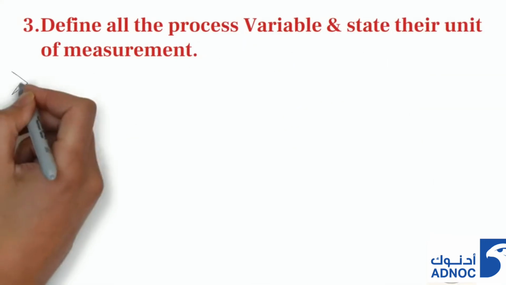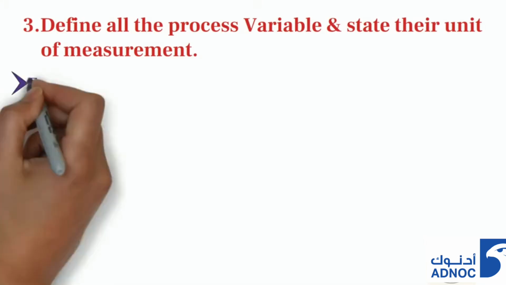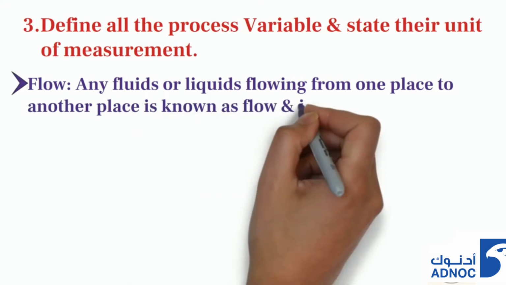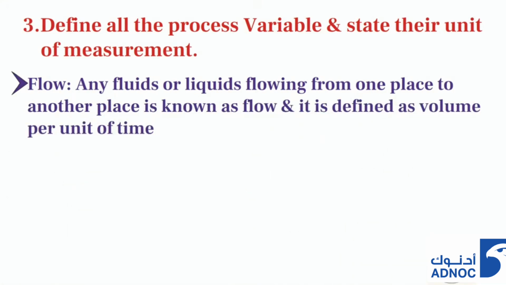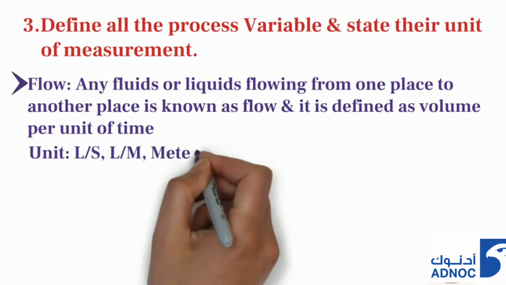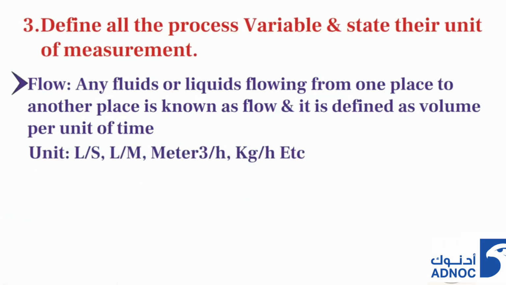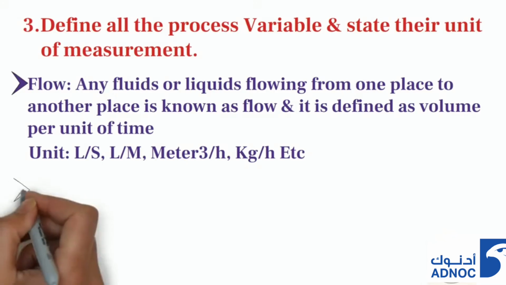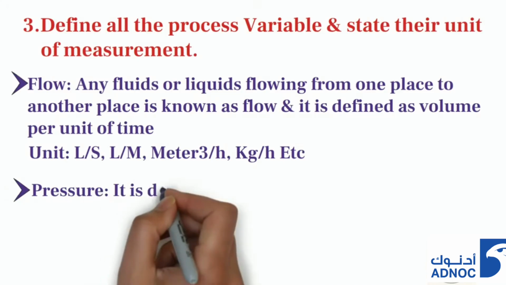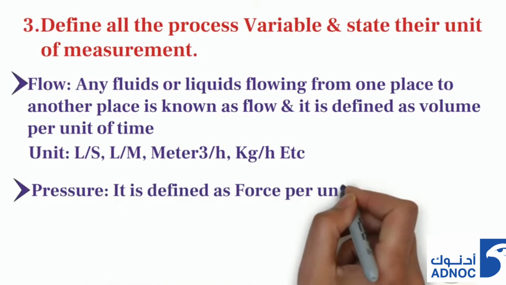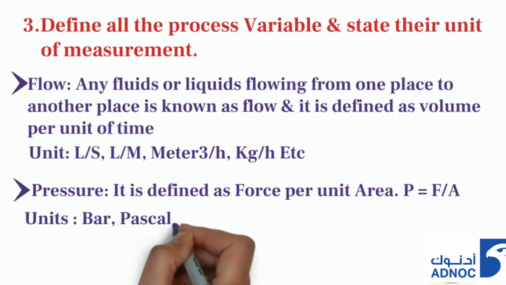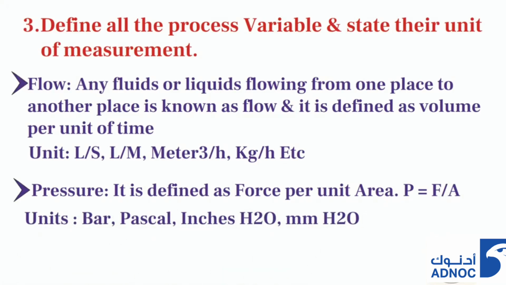First type of process variable is the flow. Any fluids or liquids flowing from one place to another place is called flow, and it is defined as volume per unit of time. Flow is usually measured in liters per second, liters per minute, meter cube per hour, kilograms per hour, etc. Second type of process variable is the pressure. It is defined as force per unit area, and it is usually measured in bar, Pascal, inches H2O, etc.